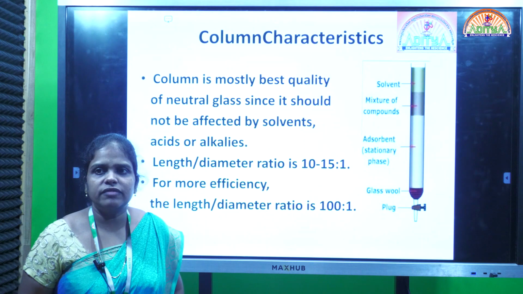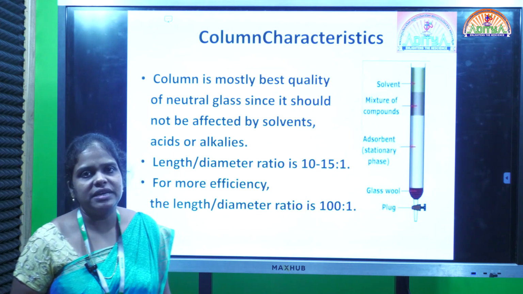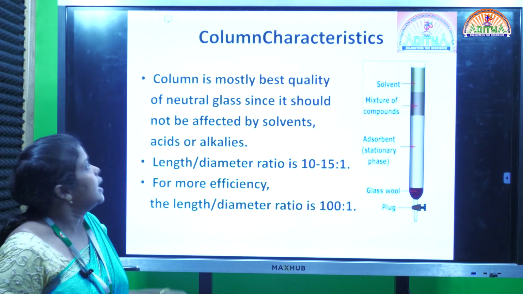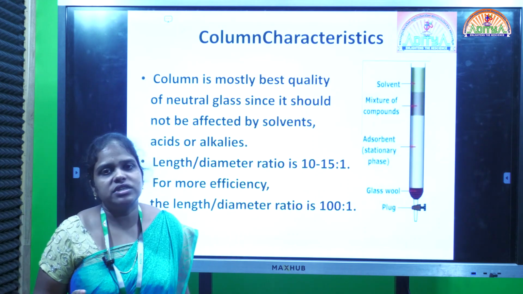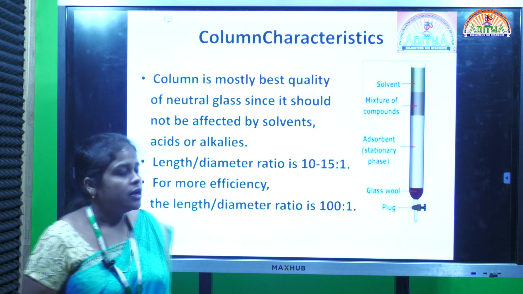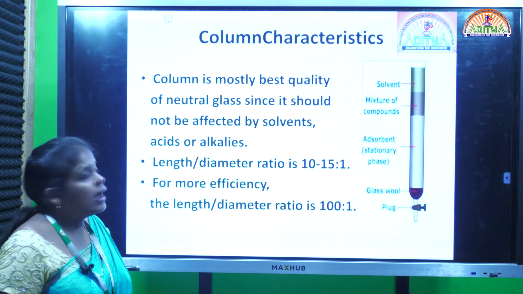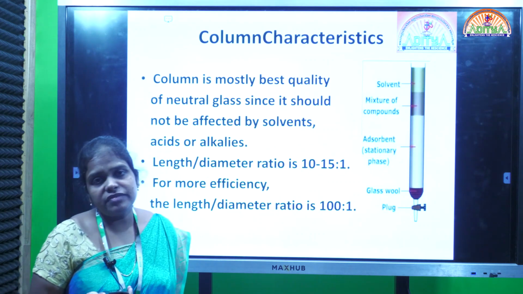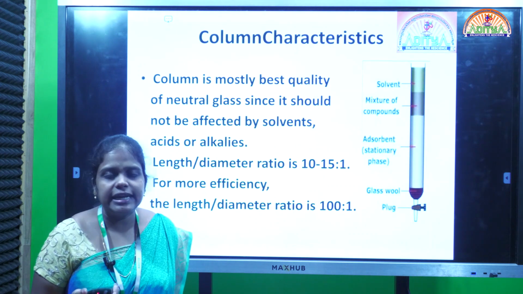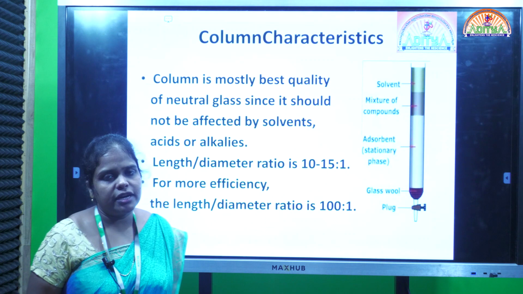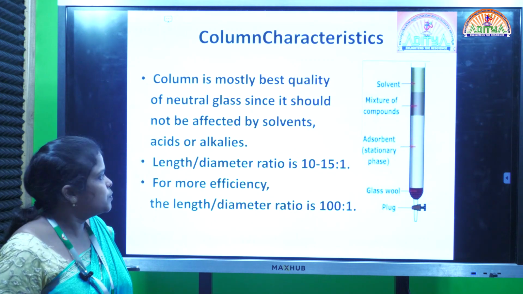Mostly, which material should the column be made of? You can take glass, the best quality glass like borosilicate glass, because these things will not be affected by the solvents. You know already, inert glass is not affected by the solvents, so that glass is preferable.